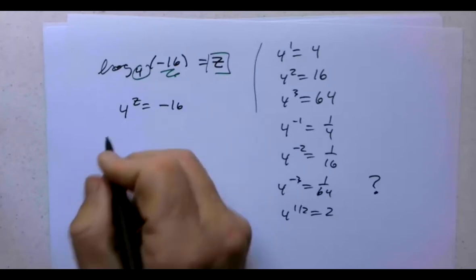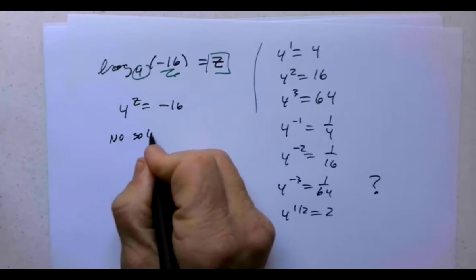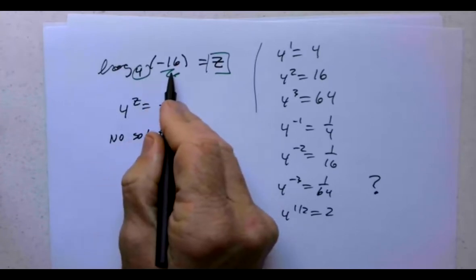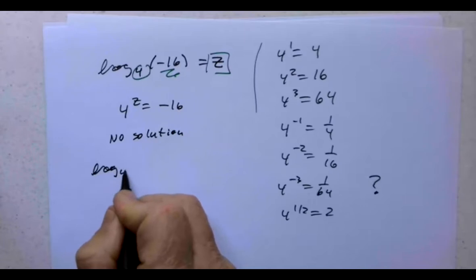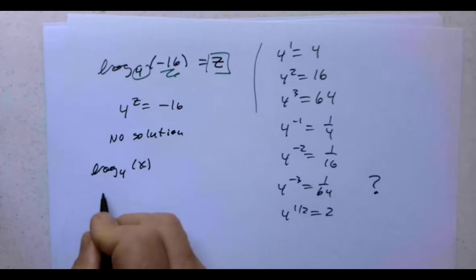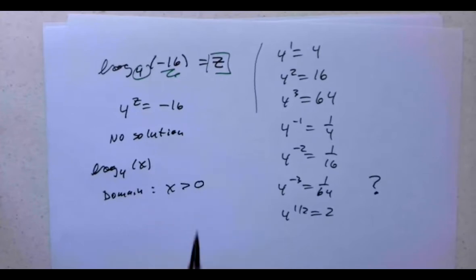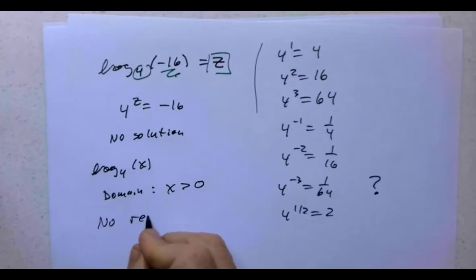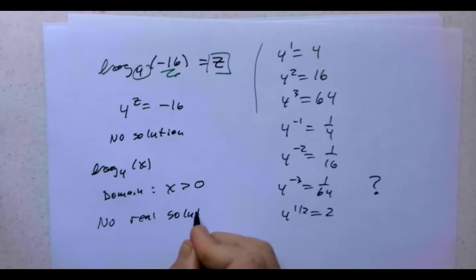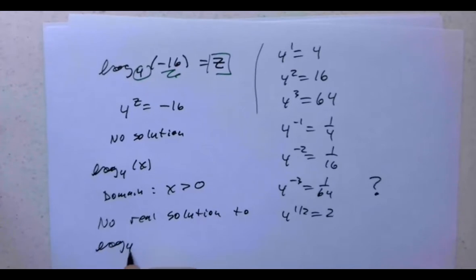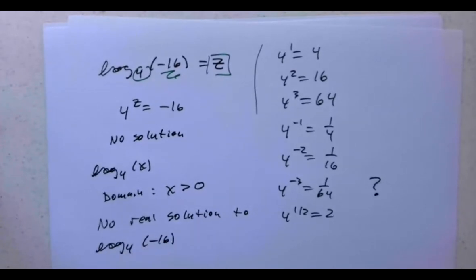And that reminds us of something. You cannot take a log of a negative number. So log base 4 of X, the domain of that, right? Log base 4 of X, domain only allows you to have values where X is bigger than 0. You cannot take log base 4 of negative 16. There is no solution, at least no real solution, we'll say. No real solution to log base 4 of negative 16.